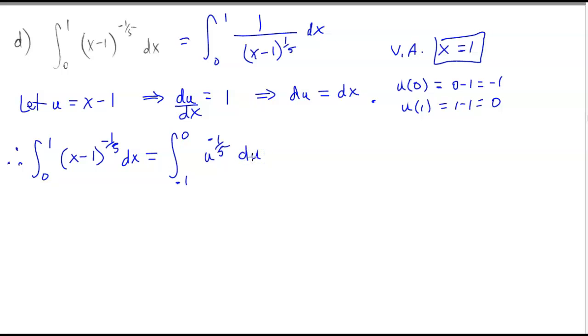And so now we have our integral in the form that we need to have it in, to make life easy for ourselves. And here we can just take the antiderivative of u raised to the minus 1/5. So that would end up being u raised to the 4/5 times 5 over 4. And we'll evaluate this part of it from negative 1 to 0.